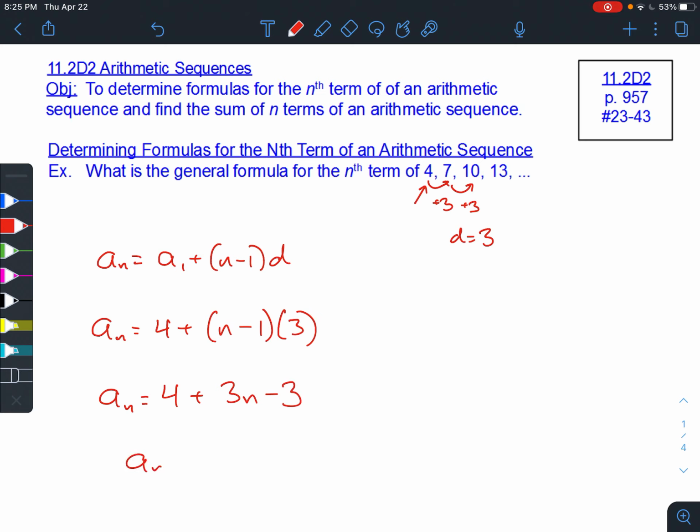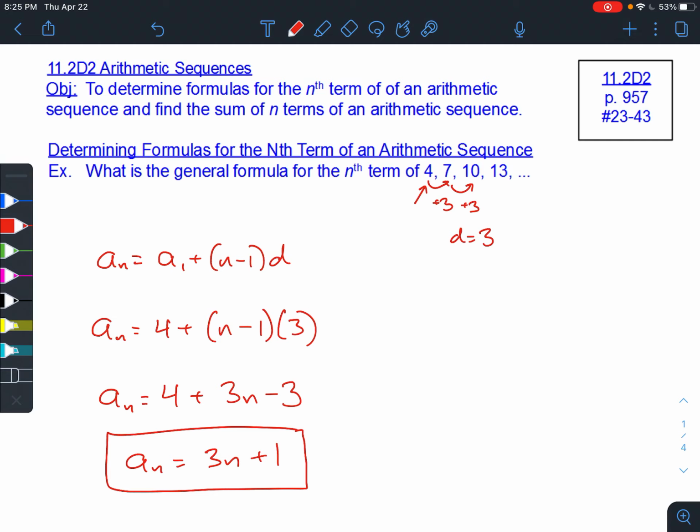And then, of course, we can do a little bit of cleanup there. I like to put the variables first, so I'm going to write 3n first. And then the 4 and the negative 3 get together to make a positive 1. And then there's our nth term formula. Now of course it's a decent idea to plug in an n value and make sure you get the terms you want.